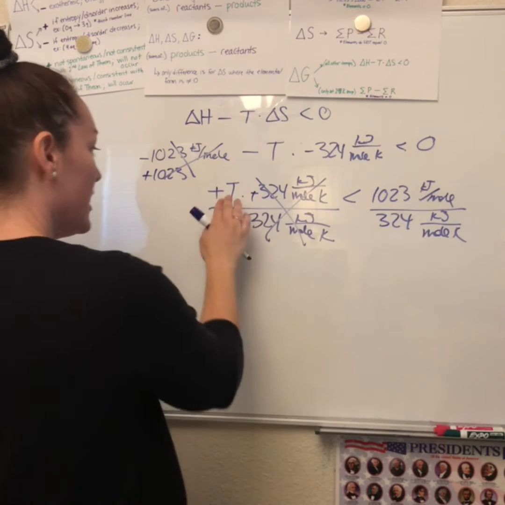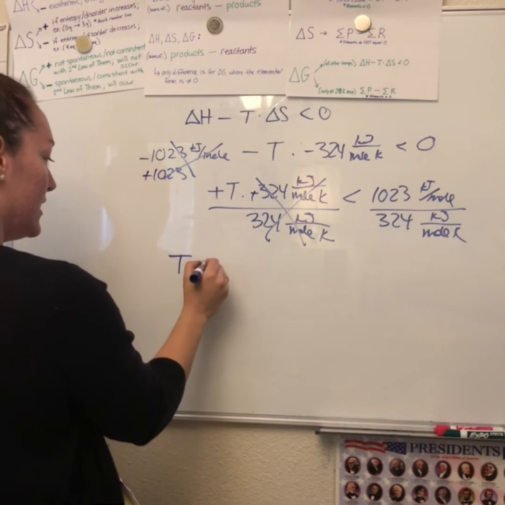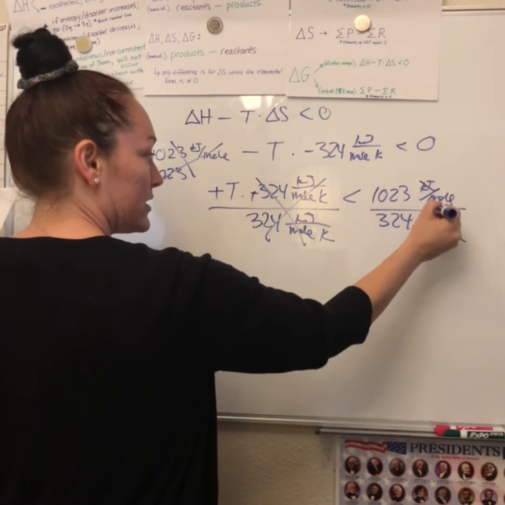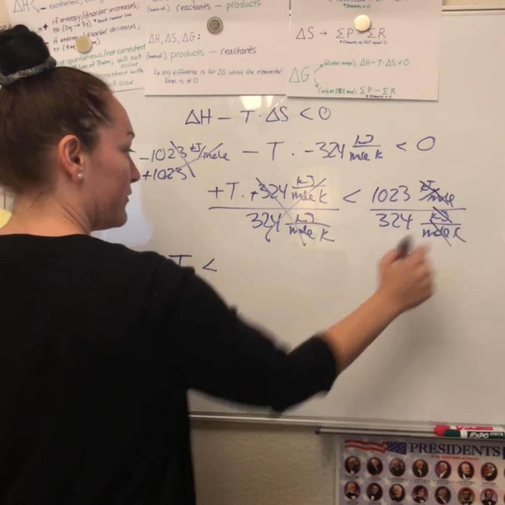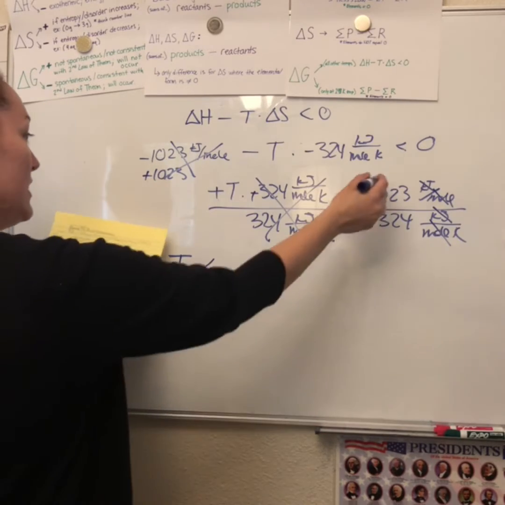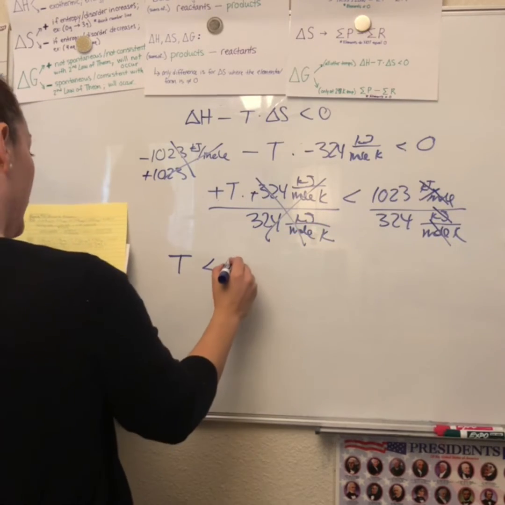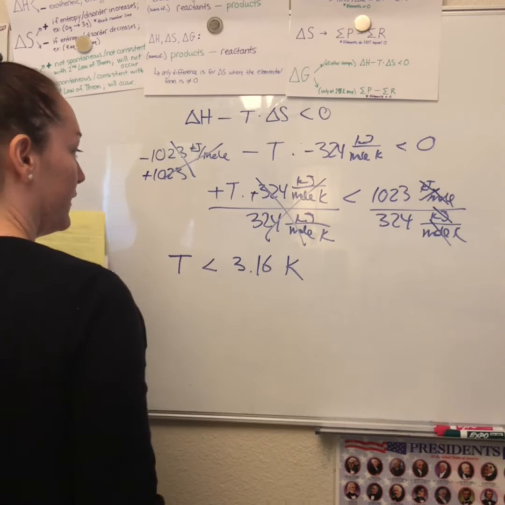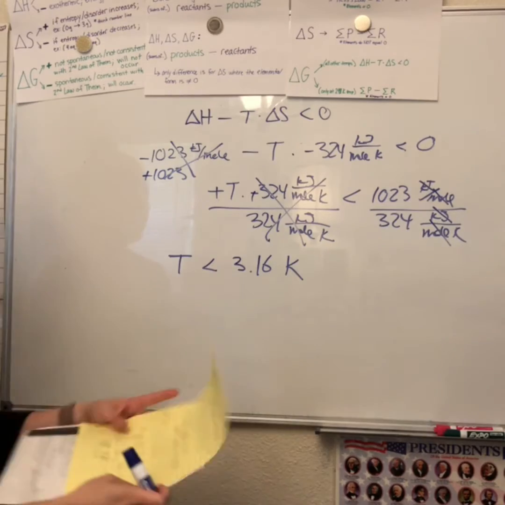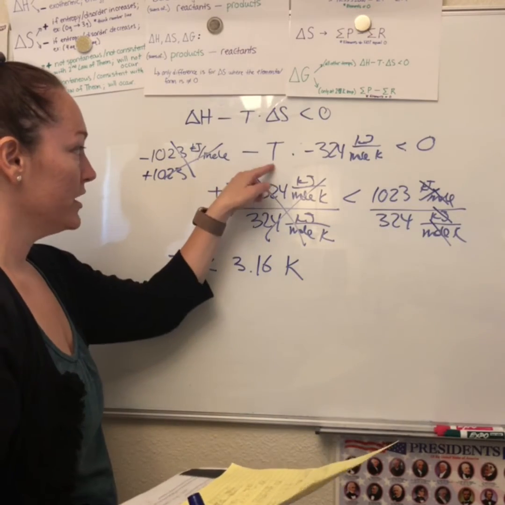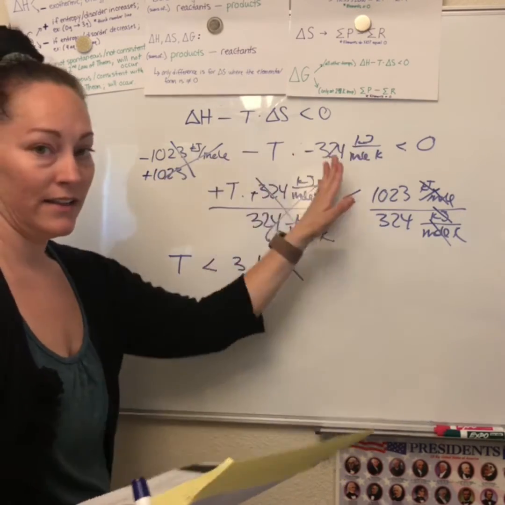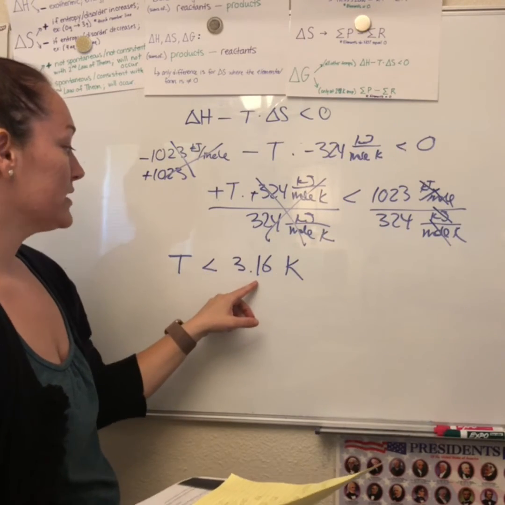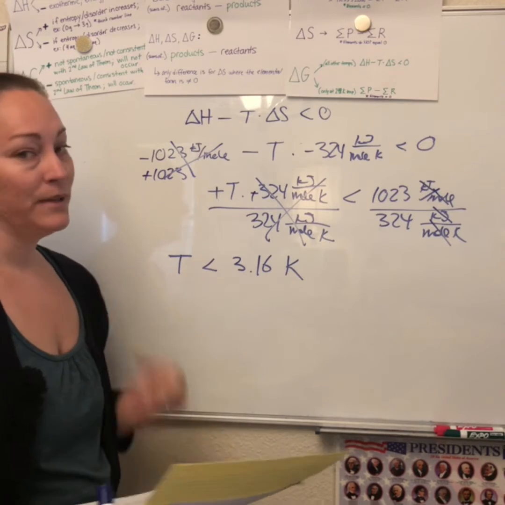This cancels. So now I'm left with T is less than, and if I crunch this, before I do that, I'm going to cancel my units. Kilojoules cancels, moles cancels. I'm left with a Kelvin, which is good. That's a temperature unit. So I divide these two, and I end up with 3.16 Kelvin. Okay? So really, they just want to know at what temperature here is this whole side less than 0. So from 3.16 Kelvin, it has to be less than that.